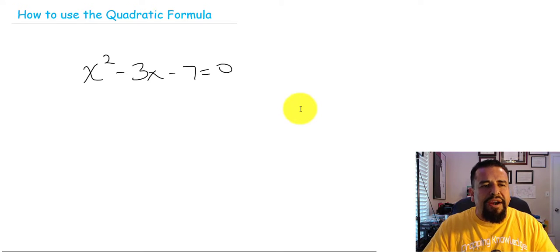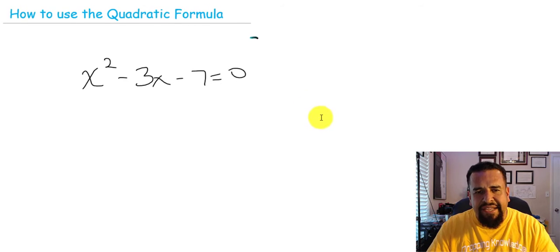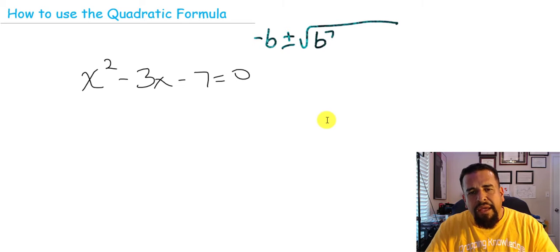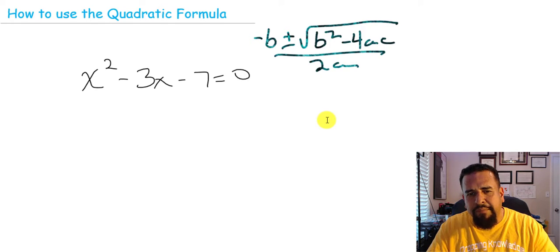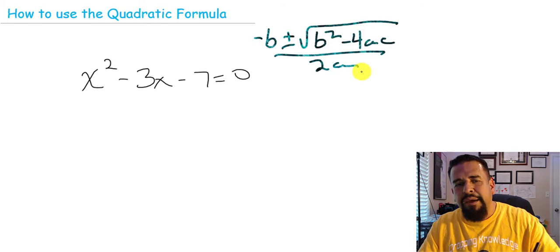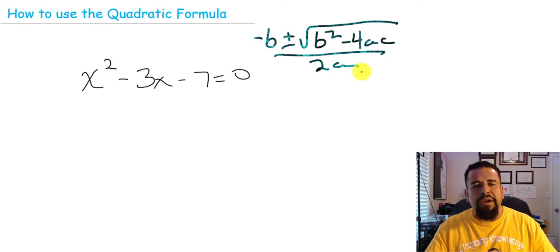So if we're going to use the quadratic formula, we need to identify the quadratic formula. The quadratic formula is negative b plus or minus the square root of b squared minus 4 times a times c, all divided by 2 times a. That is the formula. The easiest thing is to plug the numbers in because it's really just plug and play, right? So we're going to plug in.